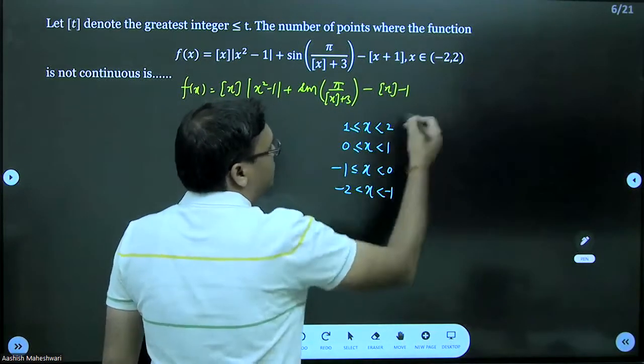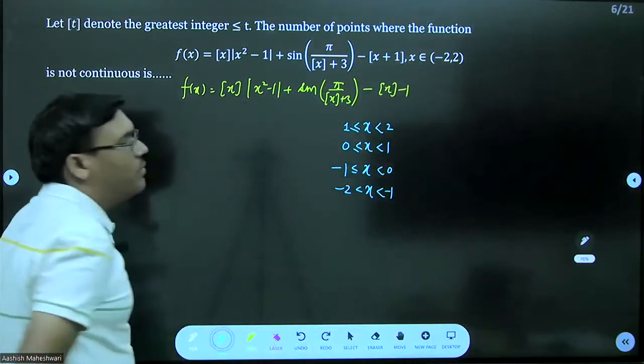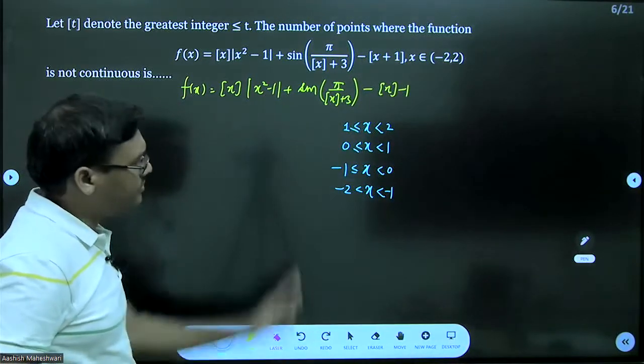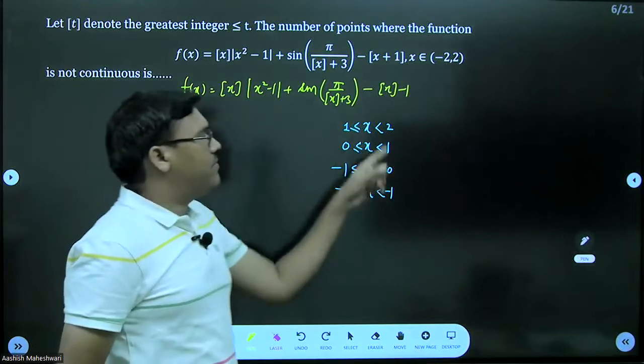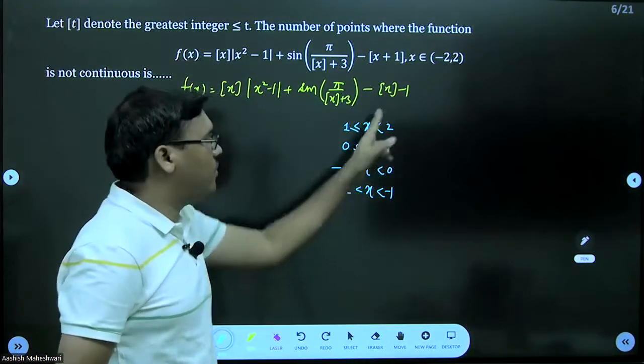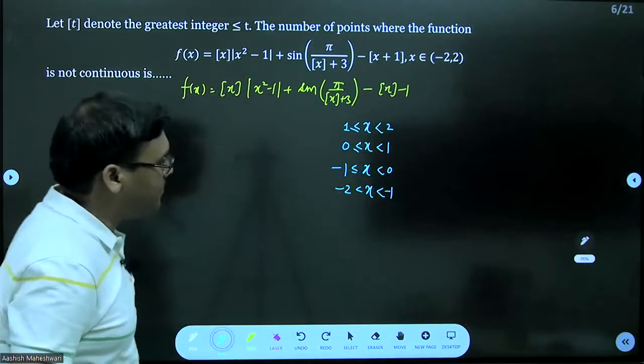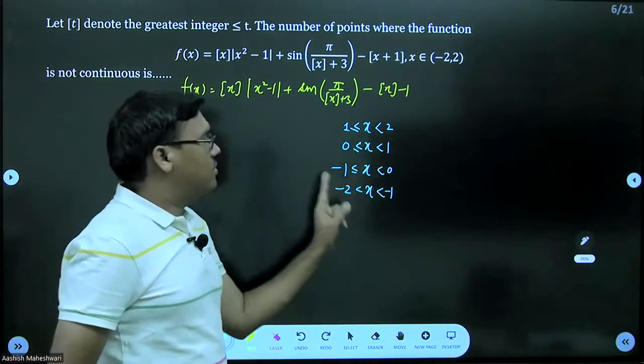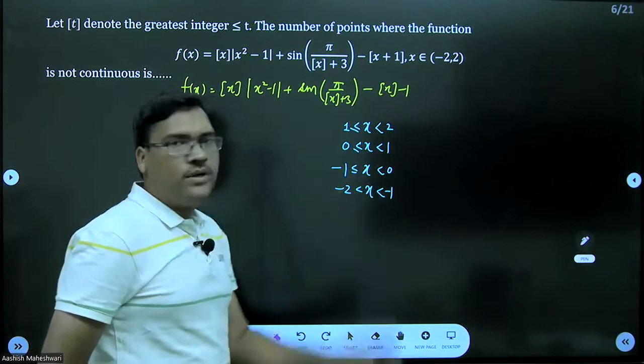At 2 and minus 2 it's open, because in the question it's open here. Correct? This is clear. When we break at the integers, this is the standard way to define the box function. So to define the box function, we defined it like this, okay? 0 to 1, 1 to 2, minus 1 to 0, and minus 2 to minus 1.